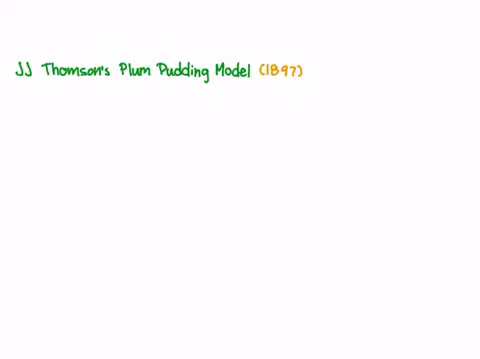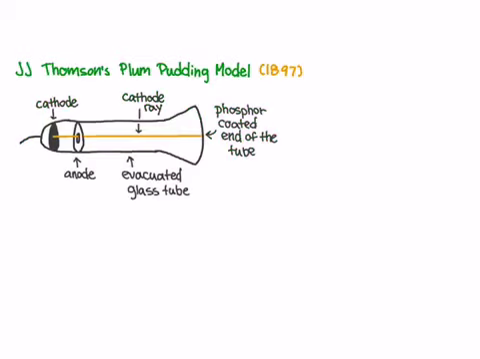The assumptions provided by Dalton in his atomic model were unchallenged until 1897 through experiments performed by J.J. Thomson on cathode ray tubes. A cathode ray tube is a glass tube with metal electrodes at the end. When an electric current is applied, it creates a ray that strikes the end of the tube.